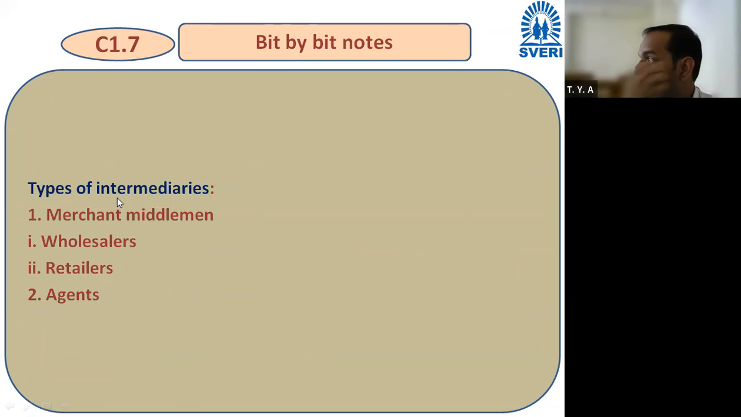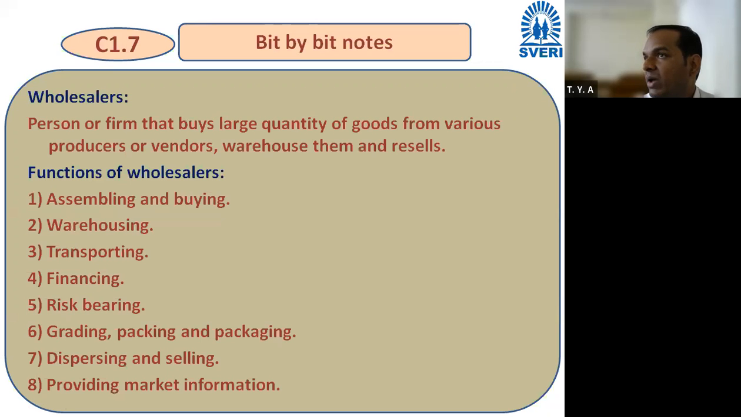Now these hurdles, who is removing that particular hurdle? Obviously intermediaries, but who are those intermediaries? The classification is here. Merchant middlemen, classified into two sectors, that is wholesaler and retailer, and second is the agent. So merchant middlemen and agents are the intermediaries. हे मध्यस्थी आहेत, right? Obviously they are doing this intermediary role for the profit only. So let us discuss one by one.